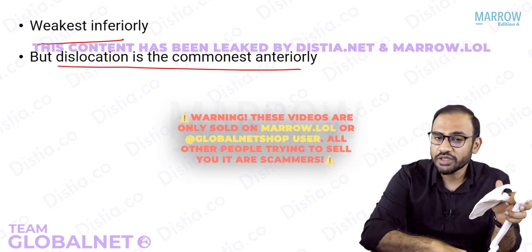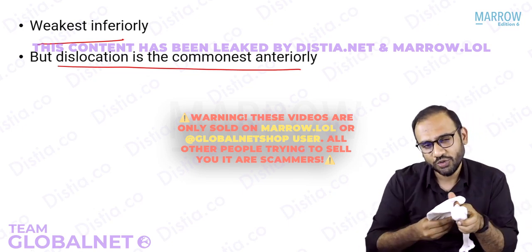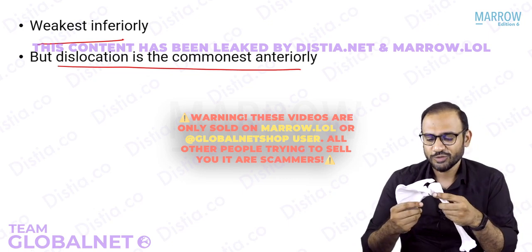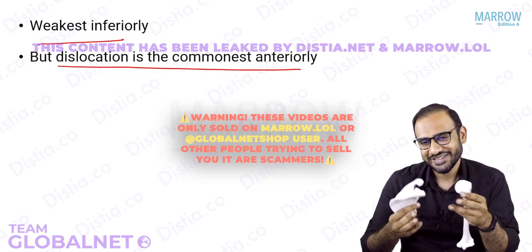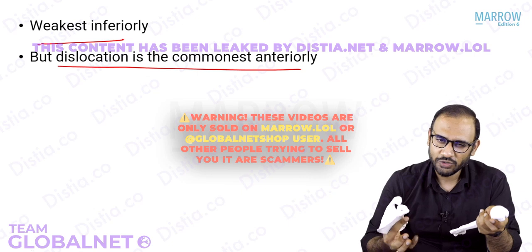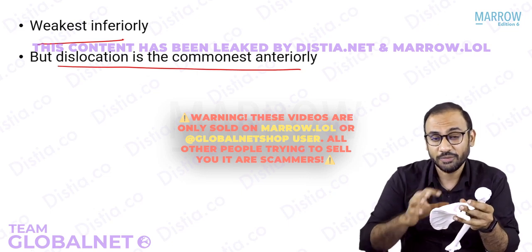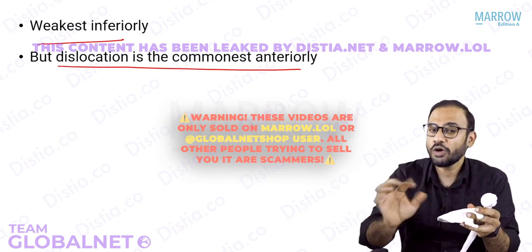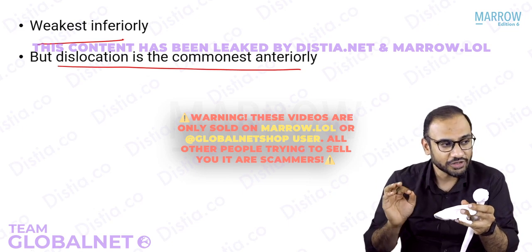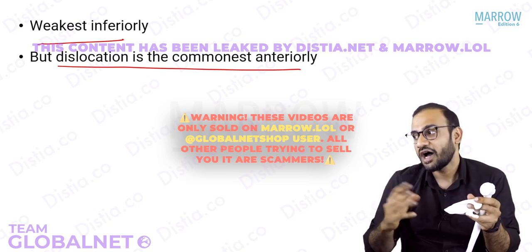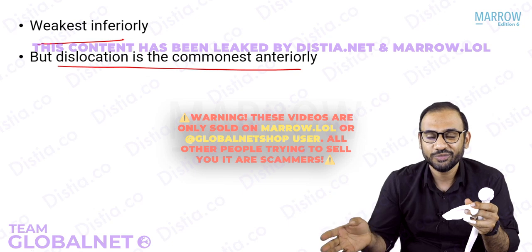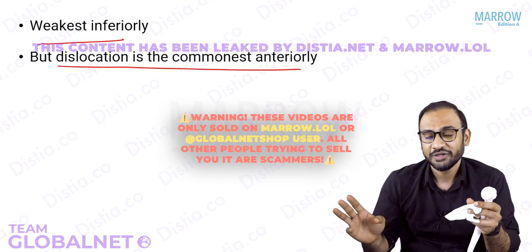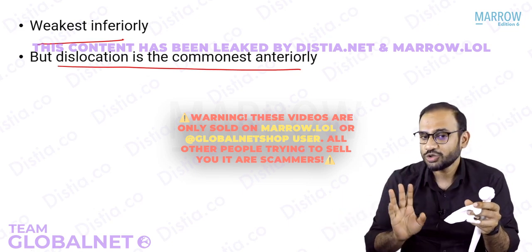Now let's talk about shoulder dislocations. I've told you the reason. It is the most mobile joint in the body. That's why it's the least stable, and that's why it's the most commonly dislocated joint in the body. Half of your dislocations are shoulder dislocations. Others are your elbow, hip, ankle, knee, whatever. But the most common is shoulder dislocation.